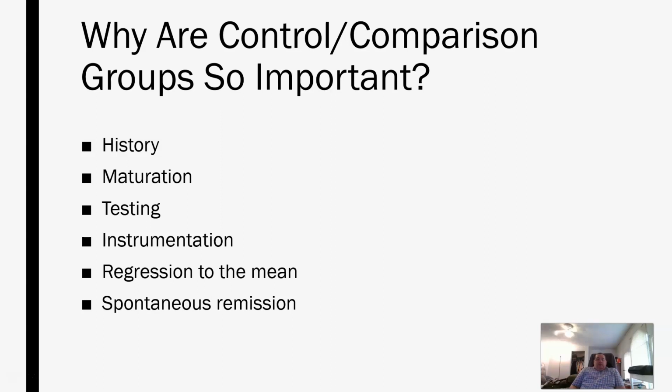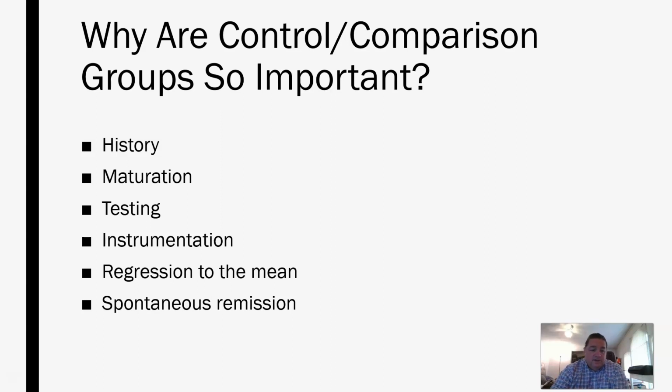Why are control and comparison groups so important? History is an important thing that is part of the ways that the design can get confounded. Maturation, of course, either becoming bored, etc. Testing, pre-test, post-test specifically, can have issues with confounding because of practice effects, etc.